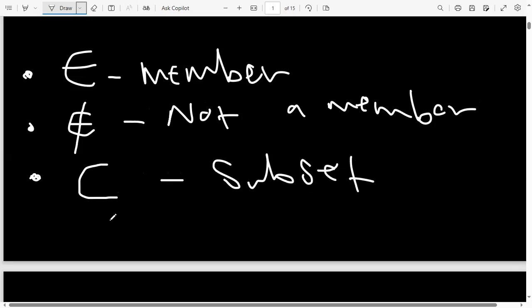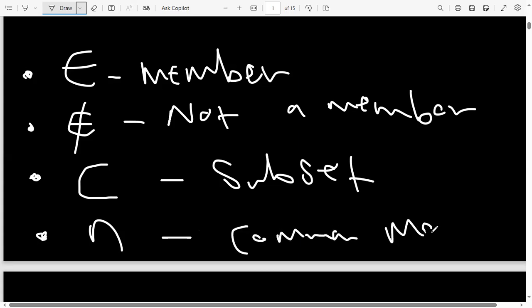Subset. And then we also have to know the intersection. The intersection means we have members that are common in the given sets. Let's say you have sets A and B, and you are told to find the intersection. It means we have members that are common in both what? In both sets. So here we can say common members or elements, it's the same.